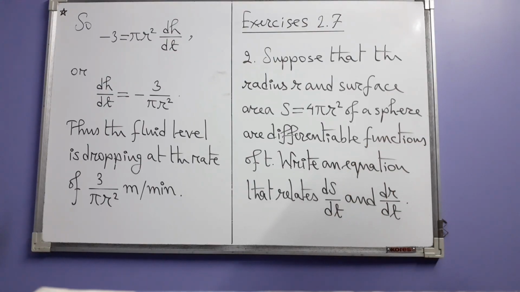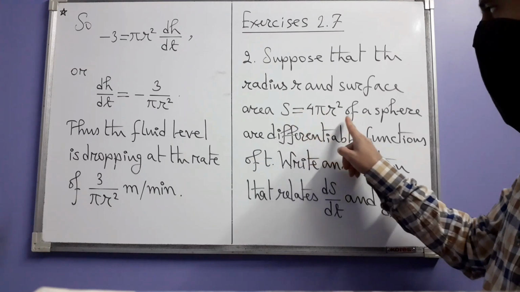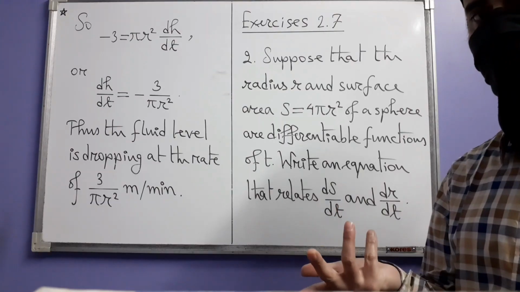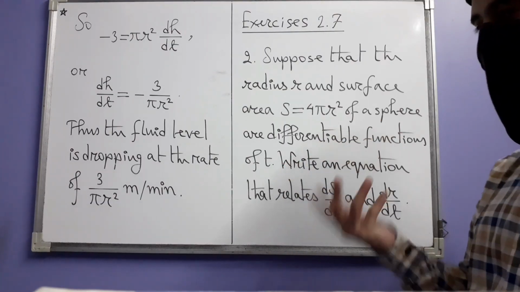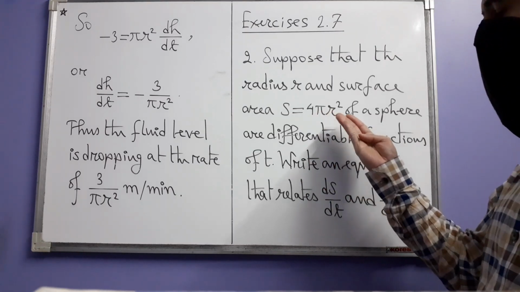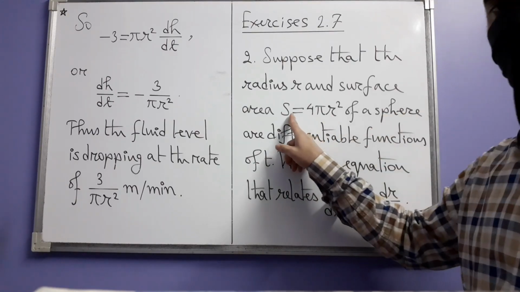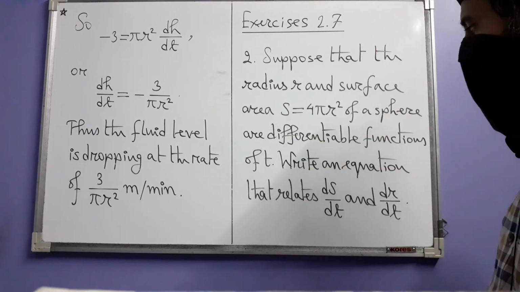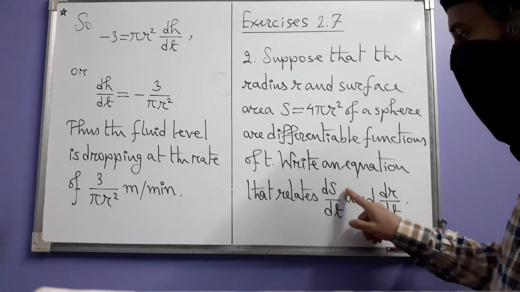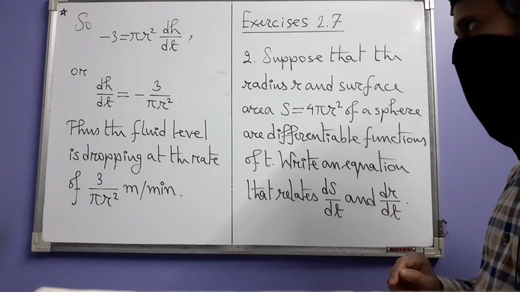So this is number 2. Suppose that the radius r and surface area S of a sphere are differentiable functions of t. t denotes time. Say with time these things are changing in some way. And you also know that if r is the radius of a sphere, then its surface area is 4 pi r squared, which the authors are calling S. We have to write an equation that relates these two rates, dS/dt, the rate of change of surface area with respect to time and the rate of change of radius with respect to time.